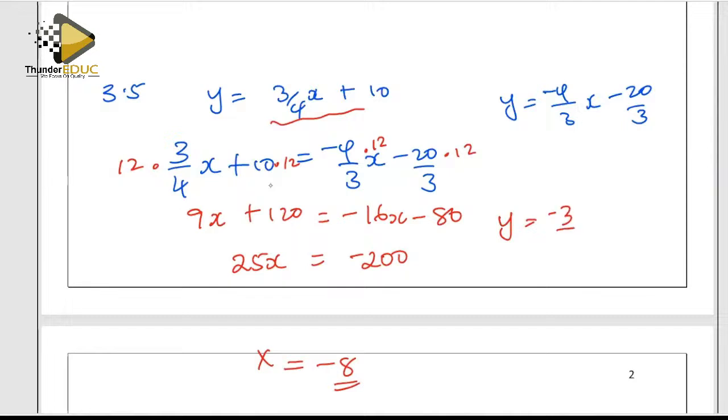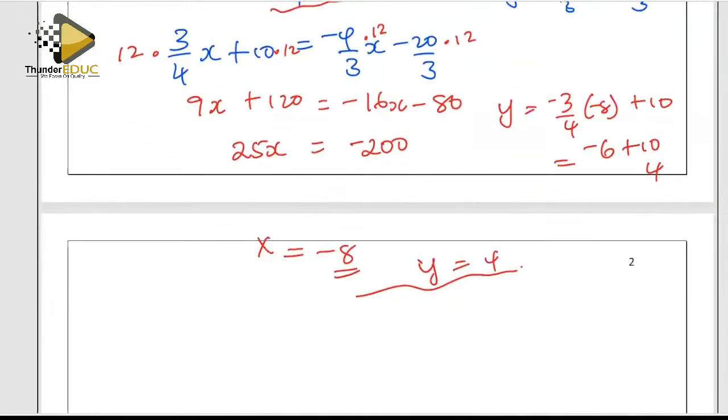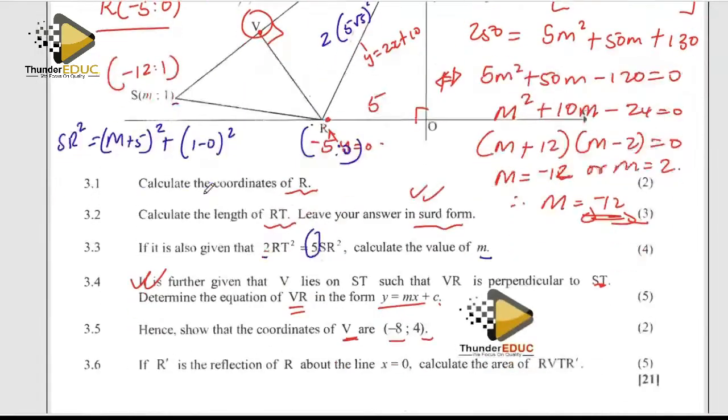Then I'll replace this -8 into this equation. I mean, for 2 marks, something is fishy here. But we have the answer, so there's no need to stress. This is going to give us -6 plus 10, which is 4. So y becomes 4. So that is how I would have proved it. If you have a shorter way, please feel free to share with us in the comment section.